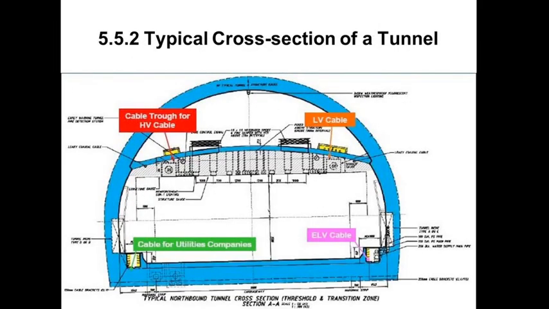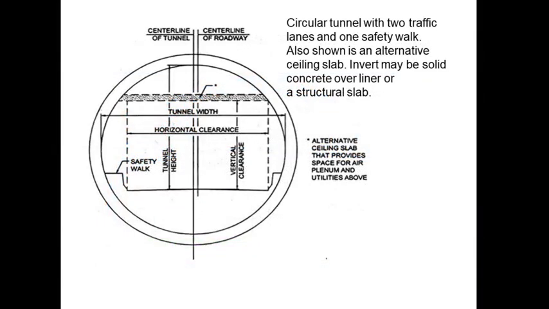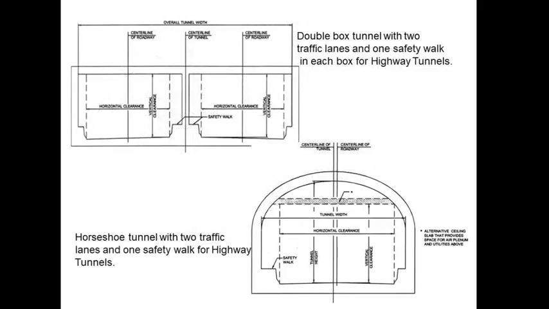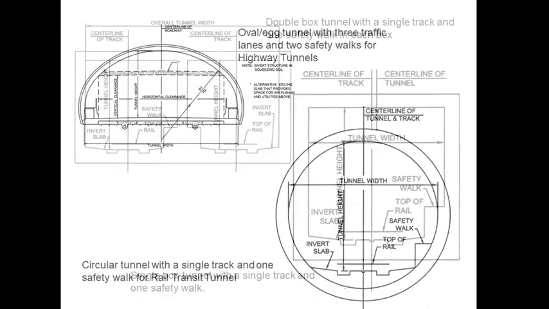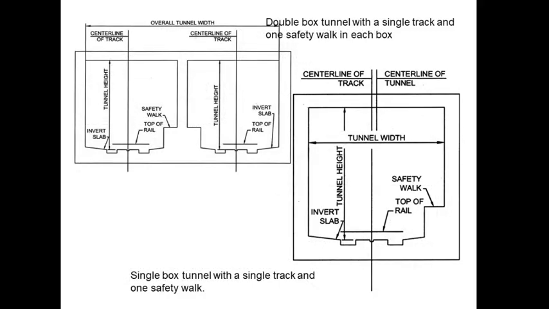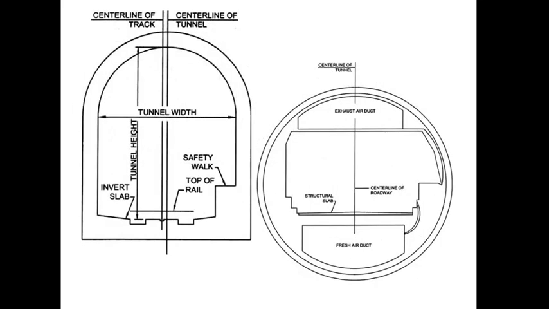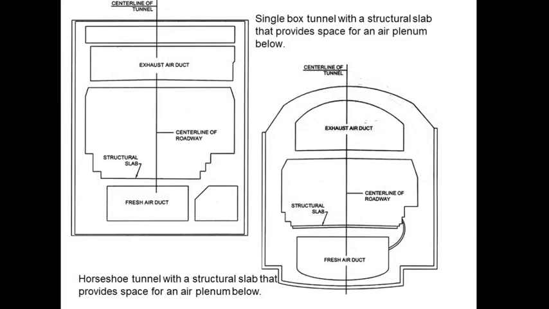A typical cross section of a tunnel: a circular tunnel with two traffic lanes and one safety wall, and a double box tunnel with two traffic lanes. These are the different types of tunnels which are used for transportation.